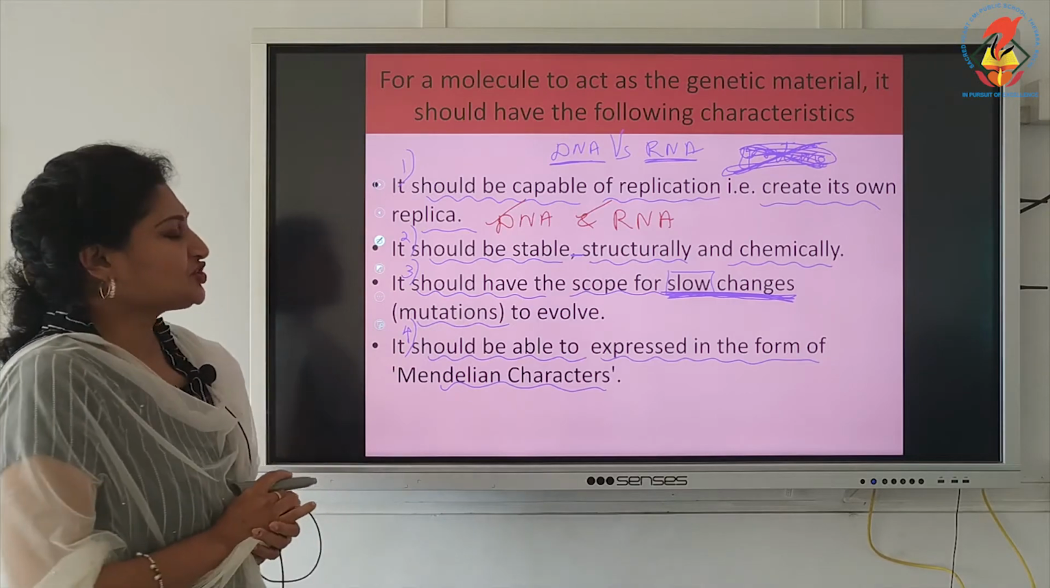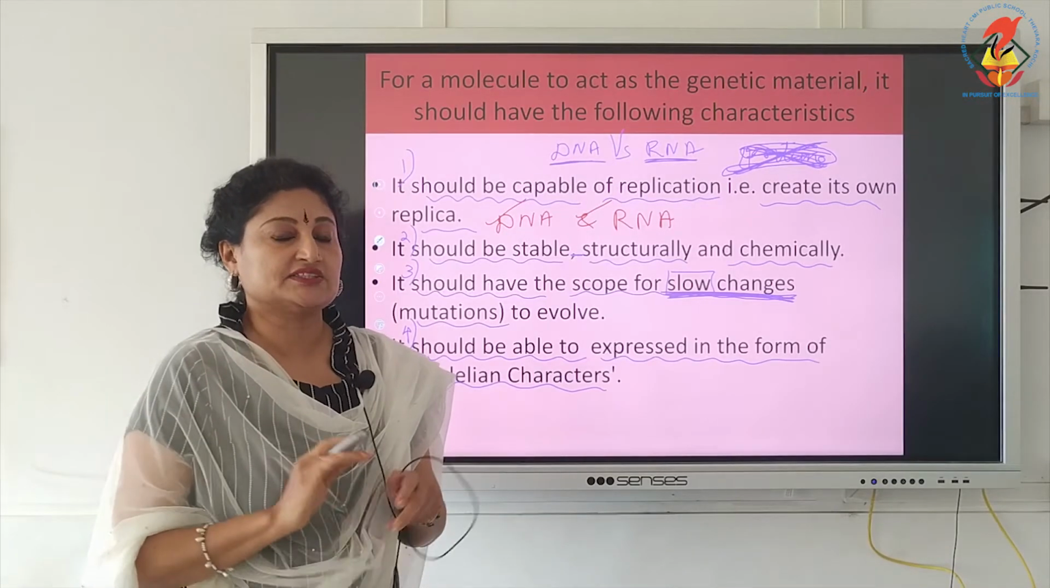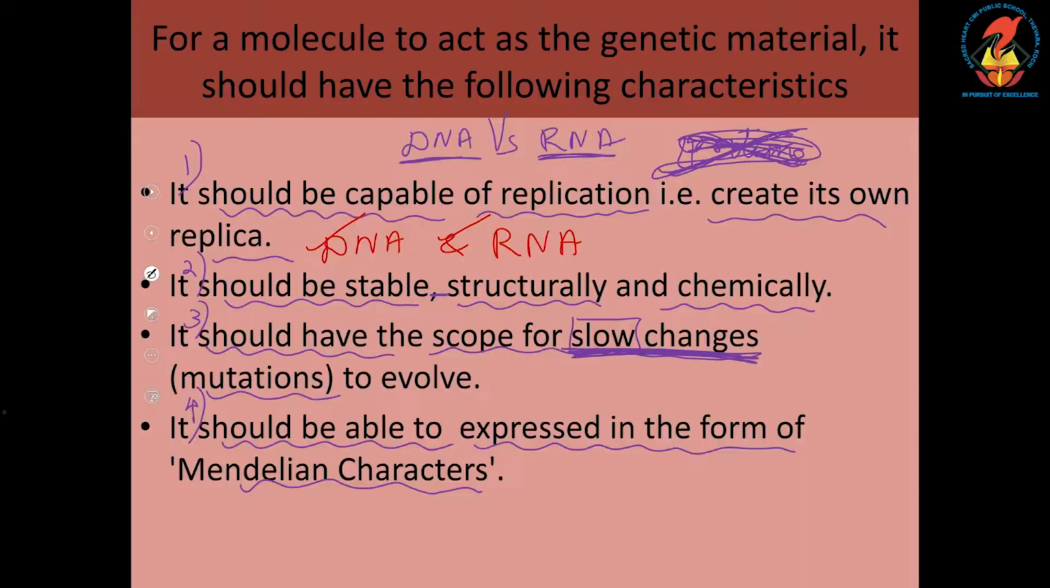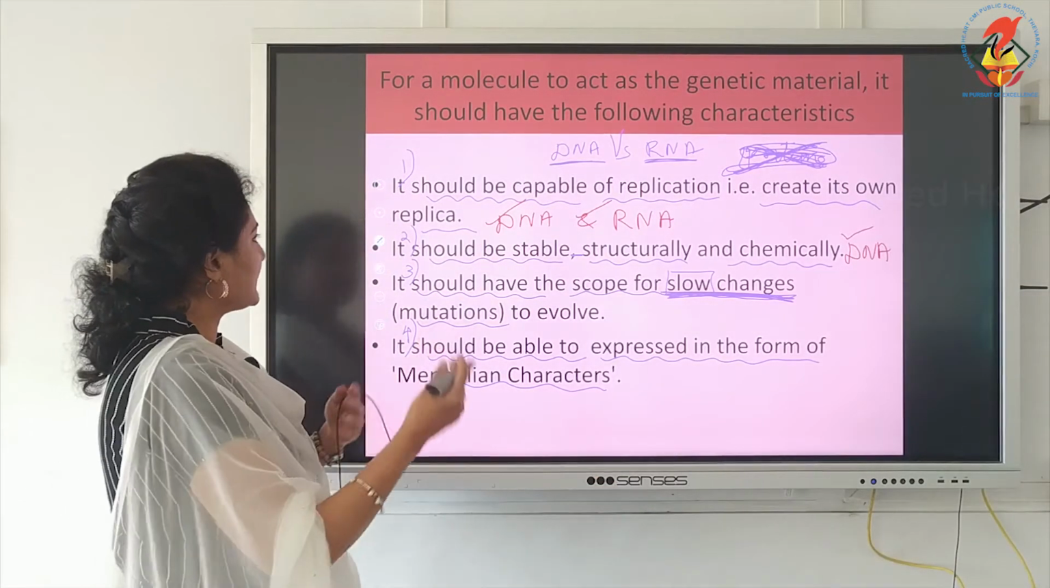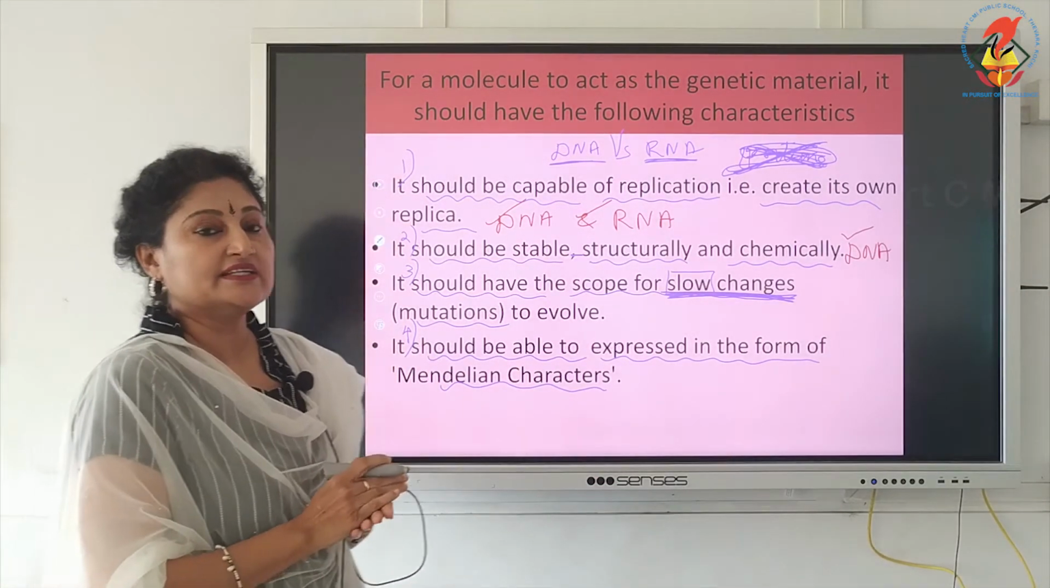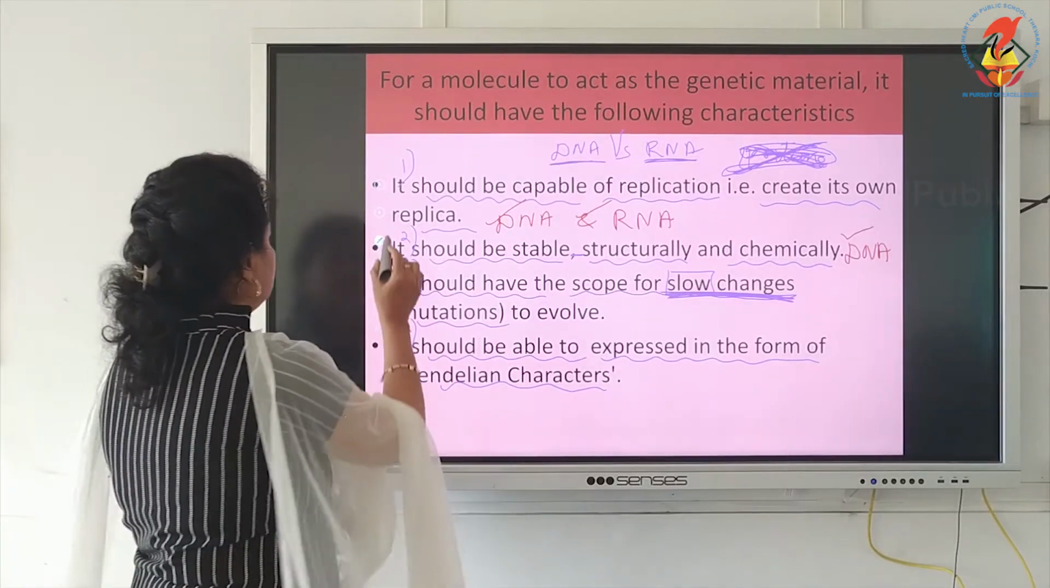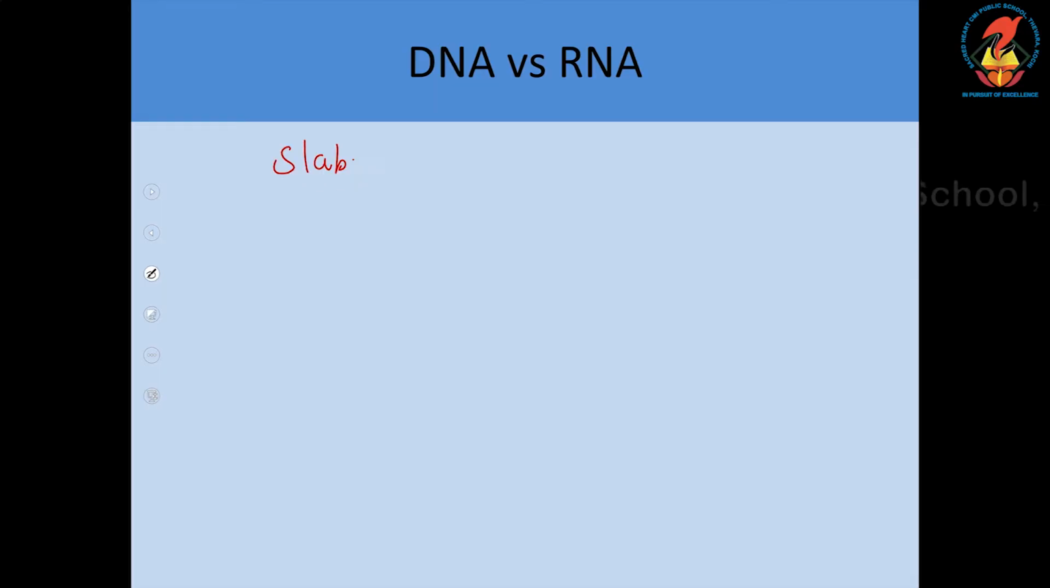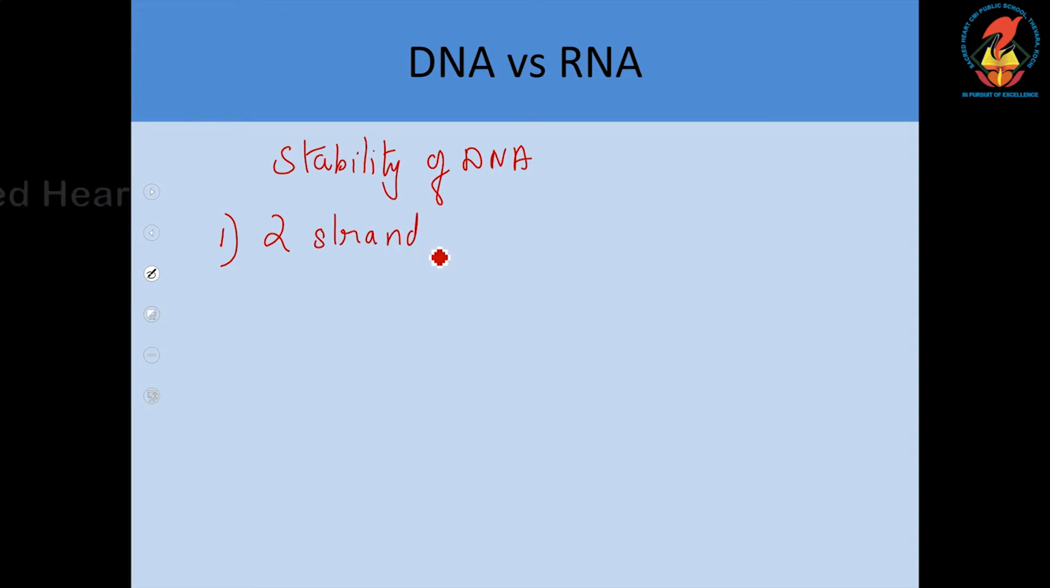Second criterion, it should be structurally and chemically stable. In this context, we know which is more structurally and chemically stable. It is the DNA. We already know, but now in the next slide I am going to see the reasons why DNA is more stable than RNA. The reasons for the stability in DNA: it has two strands. It is double stranded, whereas RNA is single stranded.